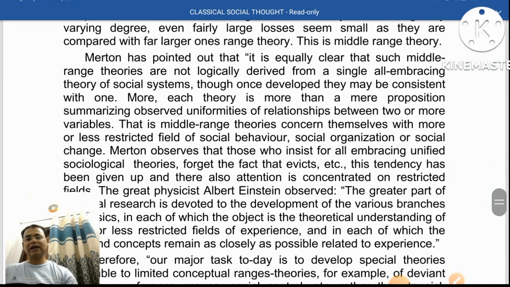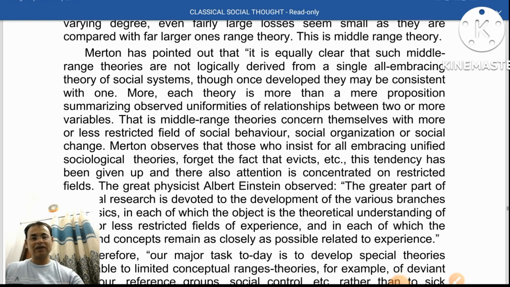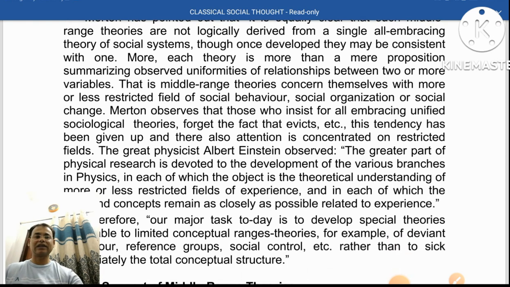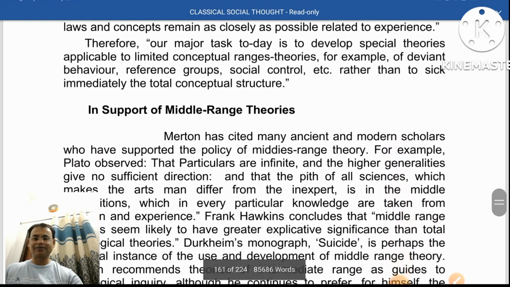Merton has pointed out that it is equally clear that such middle-range theories are not logically derived from a single all-embracing theory of social system, though once developed, they may be consistent with one. Moreover, each theory is more than a mere proposition summarizing observed uniformities of relationship between two or more variables. That is, middle-range theories concern themselves with a more or less restricted field of social behavior, social organization and social change.